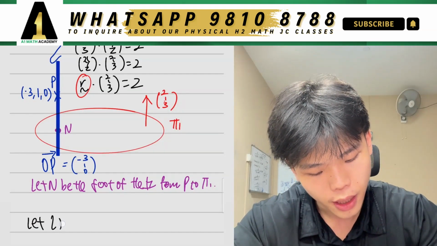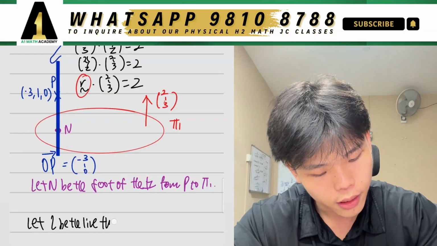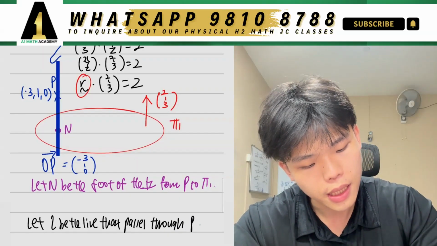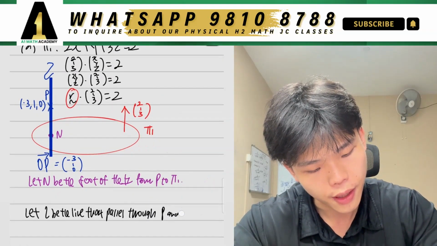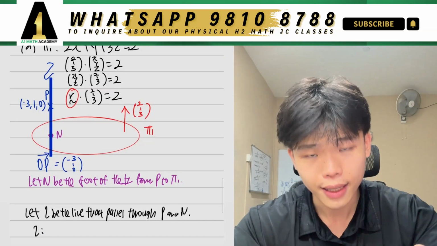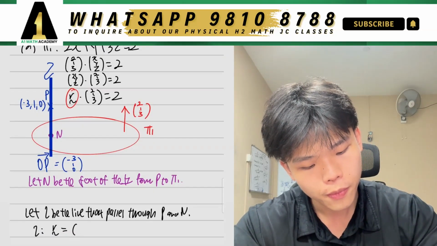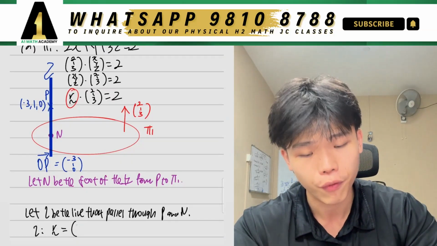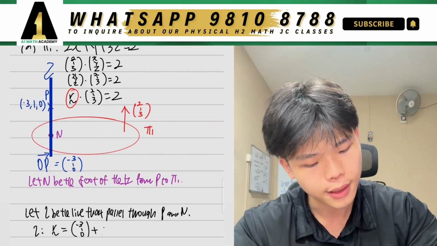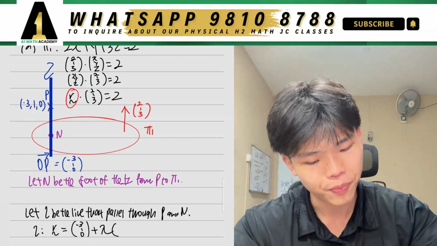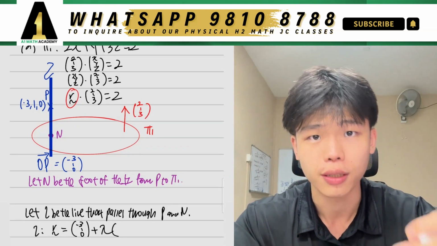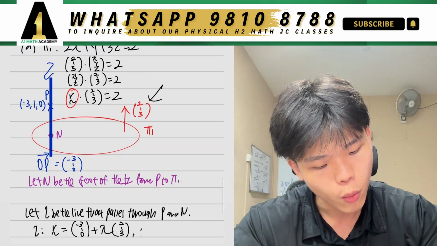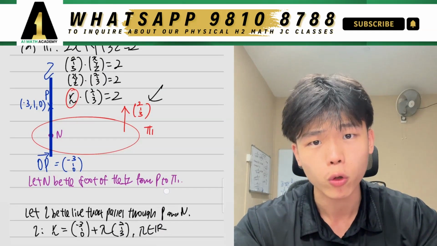So I'm going to let L be the line that passes through P and N, right? So I know that L has an equation of r bar equals to, now I just need the coordinates of one point that lies on the line, so in this case it will be P, or rather the position vector of P, (-3, 1, 0), plus a scalar multiple times the direction vector. We know that this vector is parallel to the normal, so it will be (2, 1, 3), whereby this scalar multiple is a real constant.